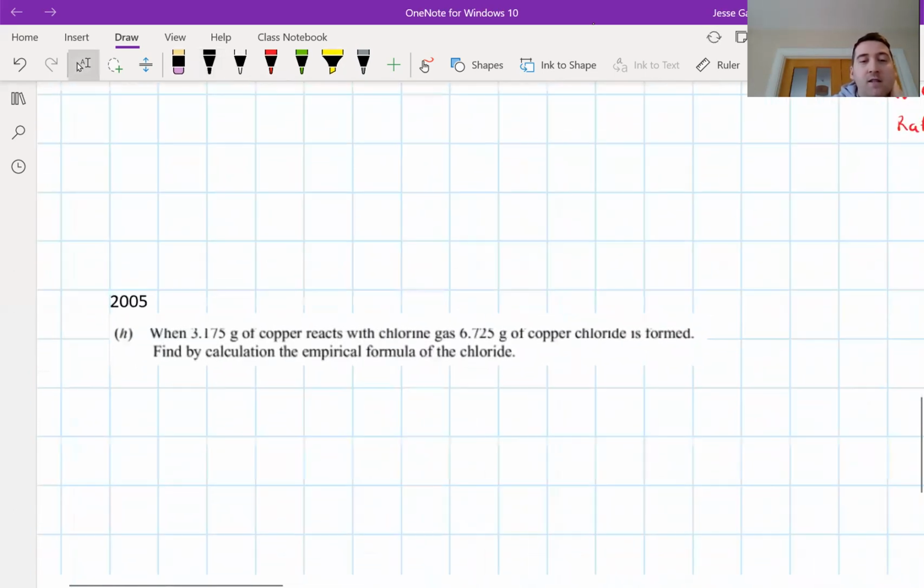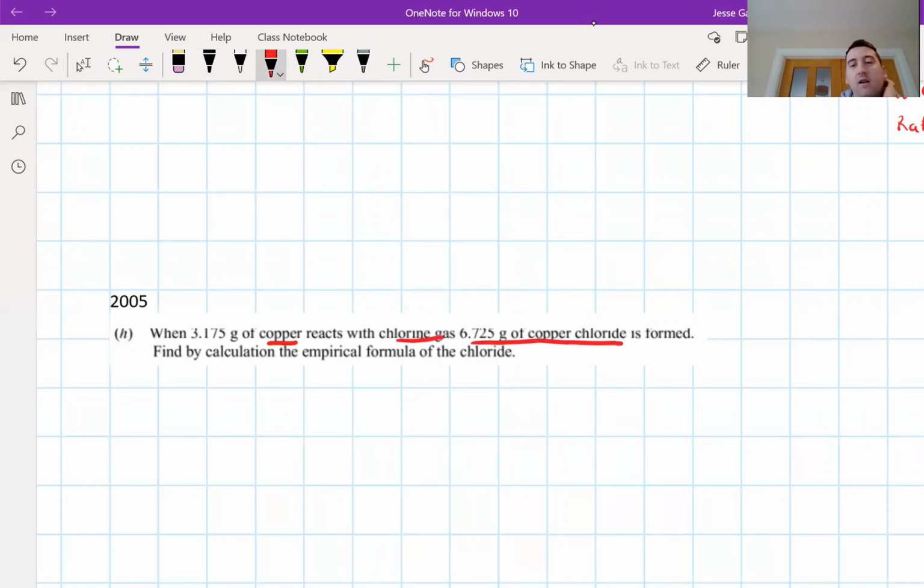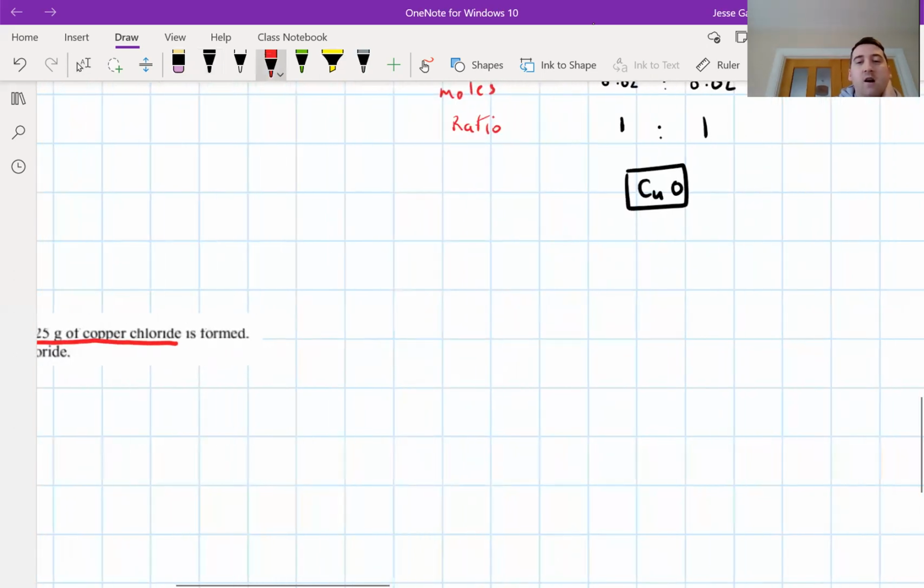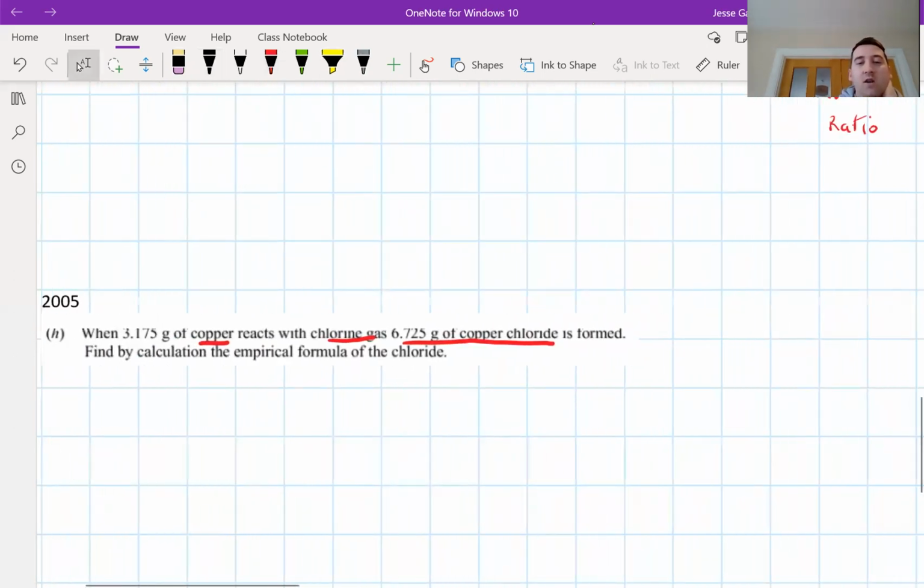Good stuff. It says when 3.175 grams of copper reacts with chlorine gas, we produce this much copper chloride, so we've got an equation again. I'm going to start by writing out the equation. I'm going to get you to start by writing down the reaction of what's going on here.